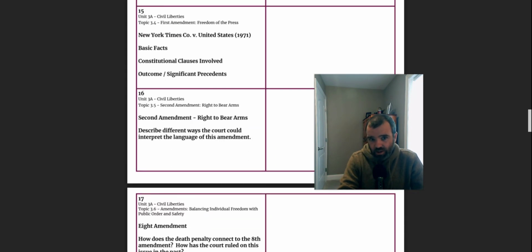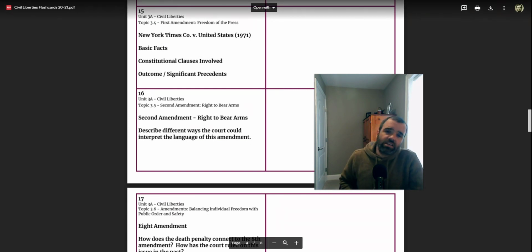The required case study we have for flashcard number 15 is New York Times versus United States. This was about the Pentagon Papers. Somebody had leaked to the New York Times this series of government documents that made the government look bad, basically, as it related to the Vietnam War. So the government had ideas the Vietnam War was a bad idea right from the start. There were a lot of people in the government who were opposed to it, which maybe went against public pronouncements the government was making. So the Nixon administration tried to prevent the New York Times from printing it.